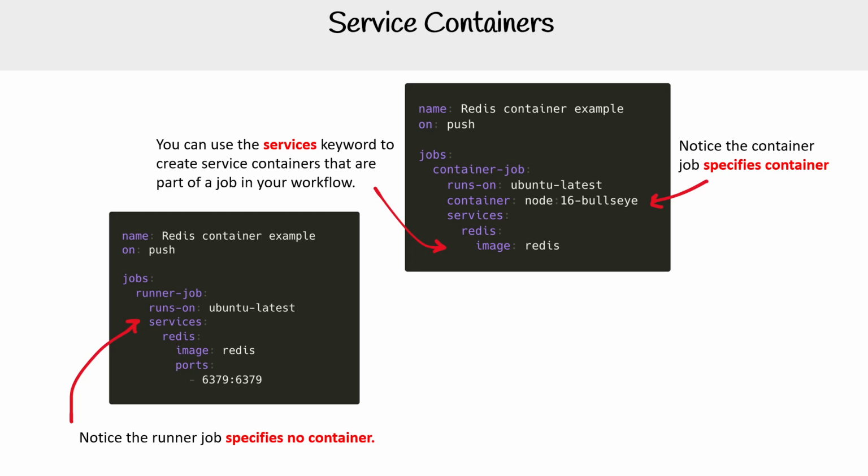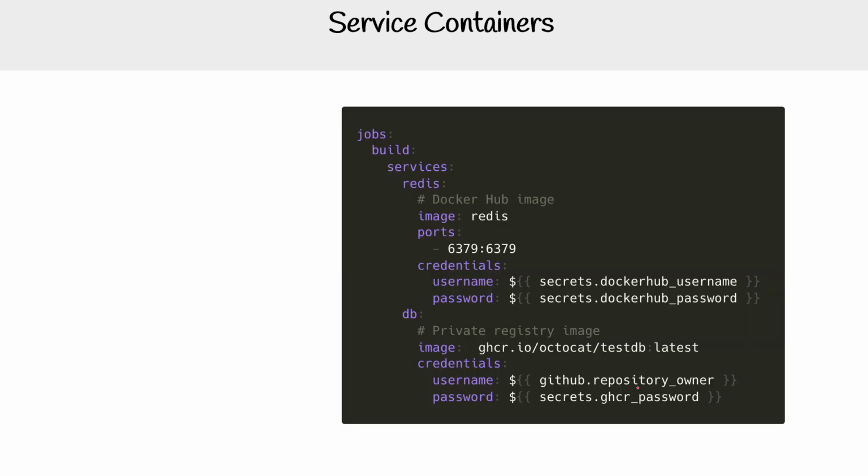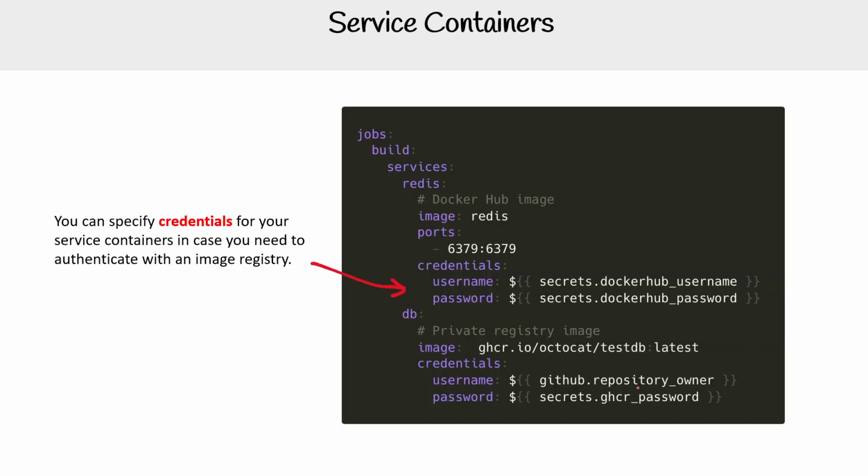So this is the key difference between being able to tell if something is running in a container or on the host image, because this one has no container and you're mapping a port, and this one you are not mapping a port, but you are specifying the container.